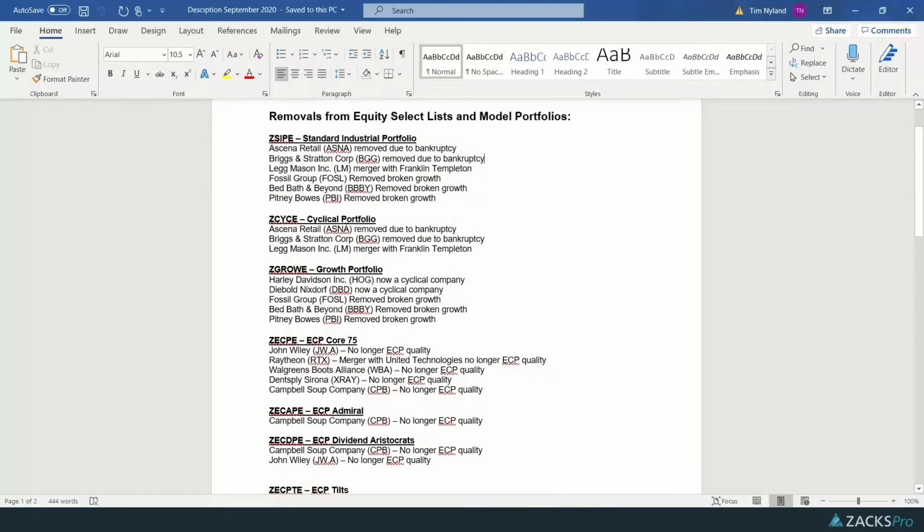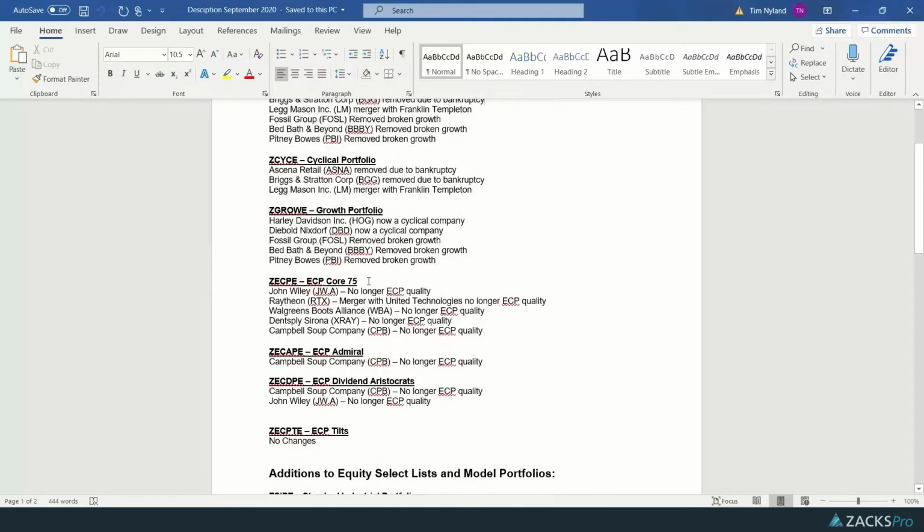The names then have obviously flowed through to removals from the cyclical portfolio, the growth portfolio. But what I want to do is focus our attention on the changes specifically to the core 75 stock earnings certain portfolio.